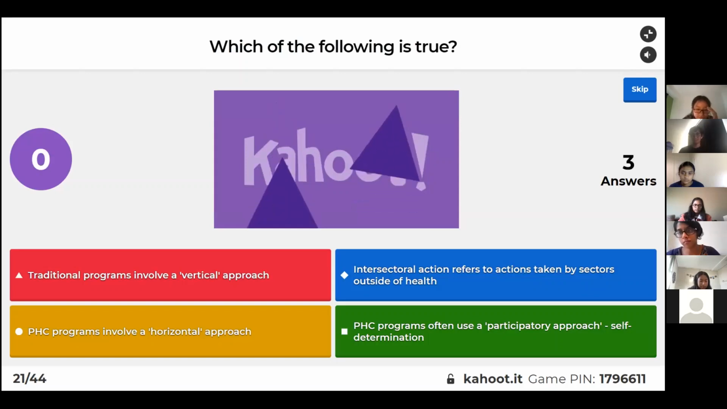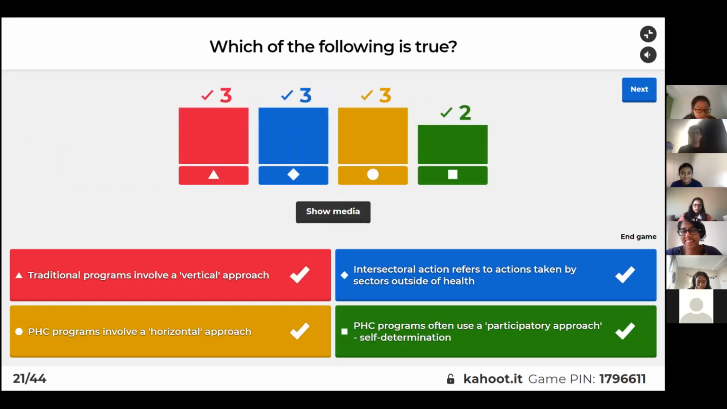So I'm definitely cheating by answering my own questions, but again, I wanted to catch a few people out. So all of these were correct. Some of the points that I myself forgot when writing these questions were things like the intersectoral approach. That's when, to improve primary healthcare, you take actions in sectors outside of health. In terms of the green one, primary health programs often use a participatory approach. That's all about the patient or the individual taking responsibility for their own health.